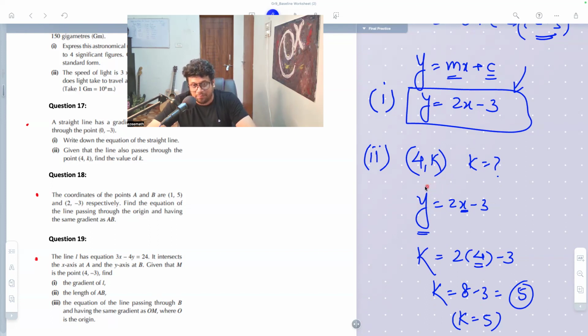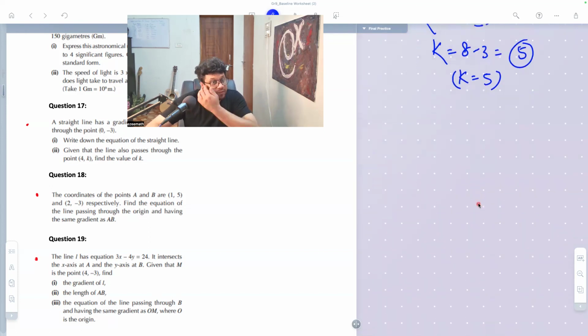Simply putting it across, y is supposed to be k and x is supposed to be 4 in your equation of the straight line. You simply substitute a 4 there and a k there, you get yourself the value of k. That's it. That was the 17th one. Let's look at the 18th one.